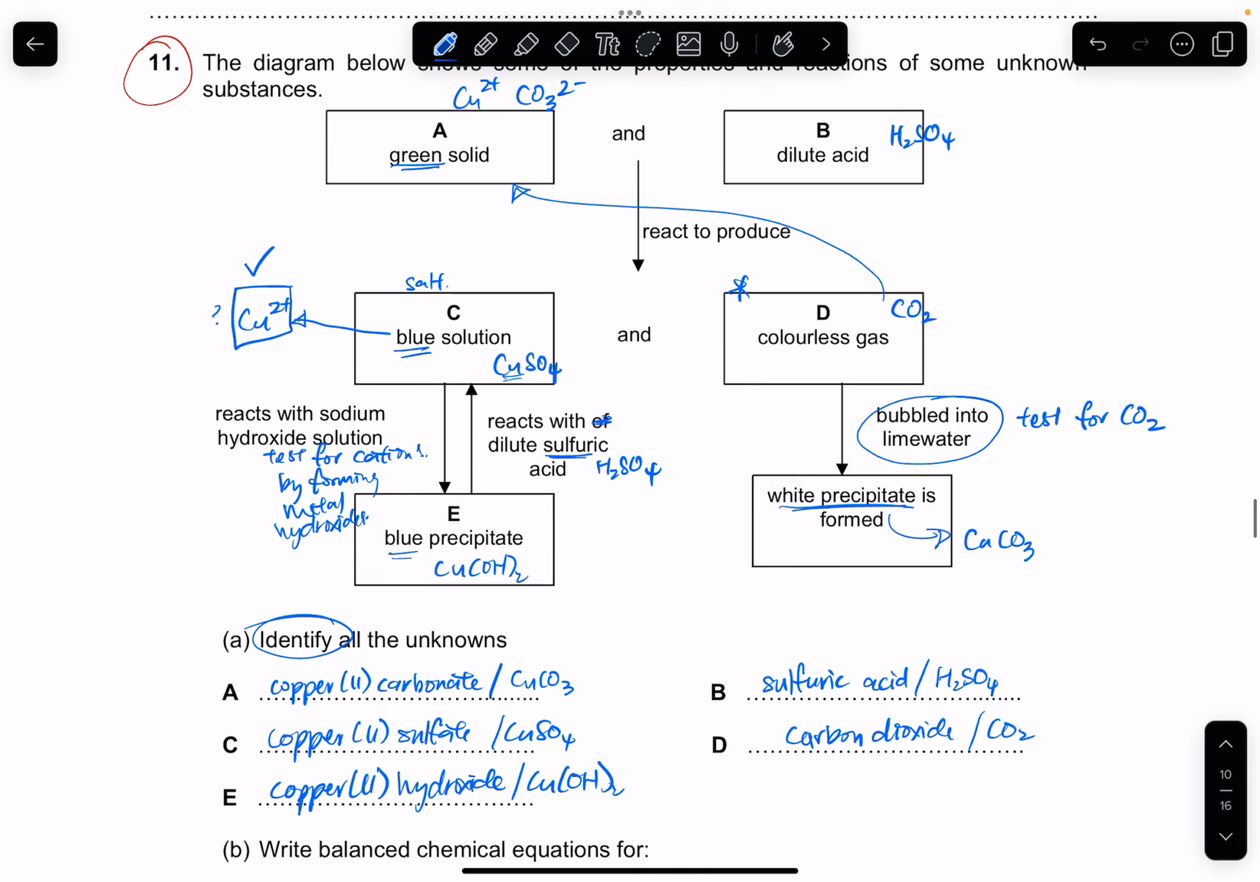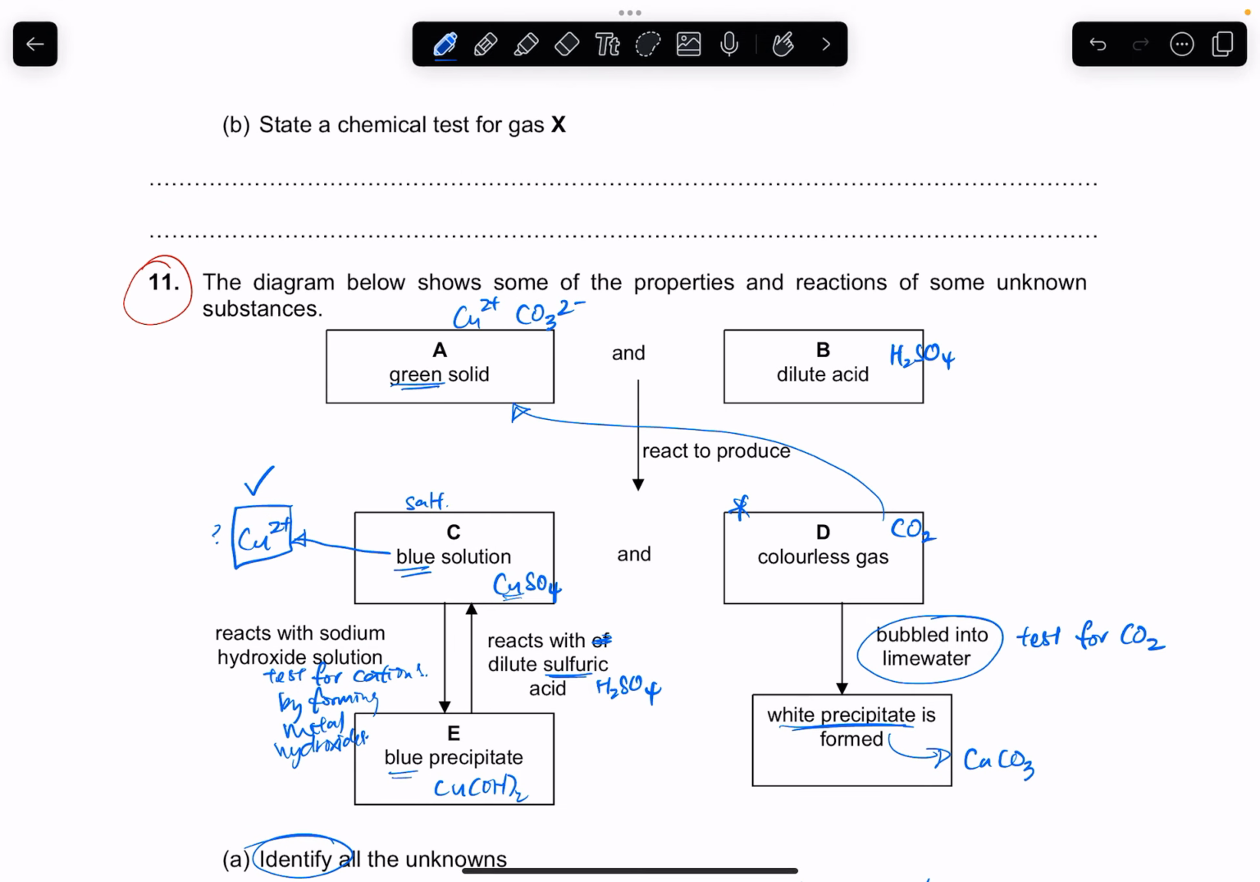So that's it for this worksheet. Try the rest of the questions yourself.